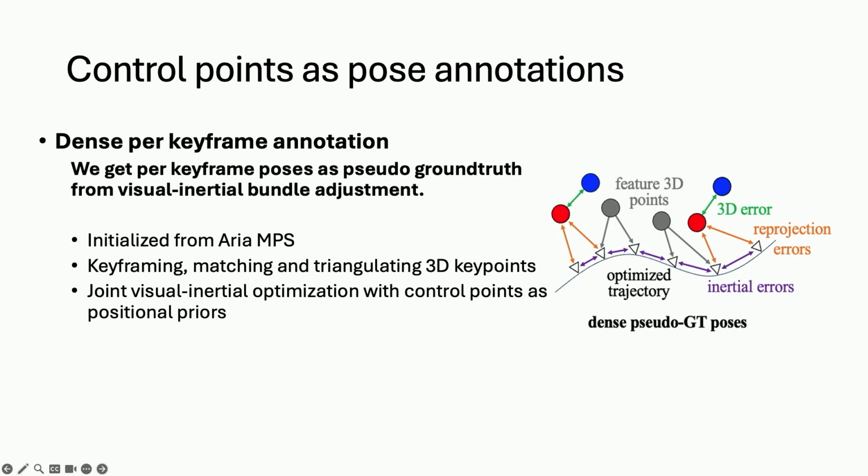We also additionally provide dense per keyframe annotation. We get per keyframe poses as pseudo ground truths from a custom developed visual inertial bundle adjustment. Specifically, we first initialize our trajectory from the SLAM output of Aria MPS. On top of it, we do keyframing and key point detection and matching following the SFM practice, and triangulate some 3D key points to be able to do the visual bundle adjustment.